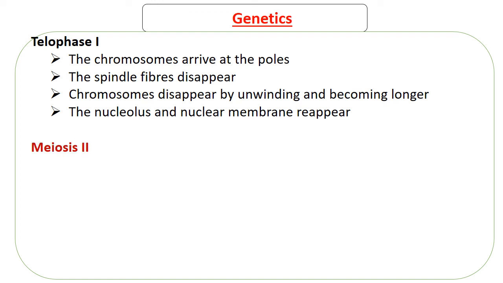Then in meiosis 2, what happens is exactly the same as in mitosis. So meiosis 2 is just mitosis. Of course the stages are called prophase 2, metaphase 2, anaphase 2, telophase 2, but in essence you don't need to know them, because if you know what happens in mitosis, the same happens in meiosis 2.